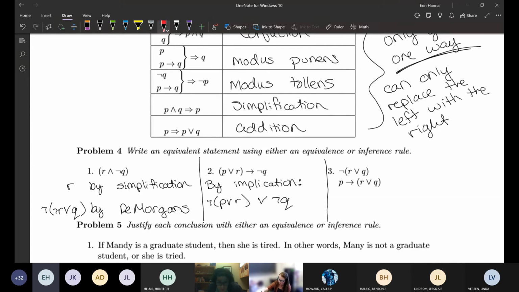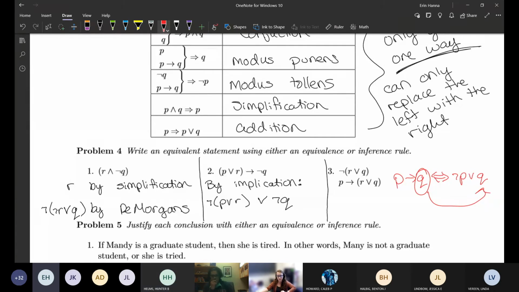Let me come over here really quick. The implication rule was: if we have P implies Q, we can replace it with not P or Q. So here, the P is actually P or R, so I have to negate that entire piece. And then the not Q is representing the Q in the actual rule, and that just stays itself. So again, that's what I mean.